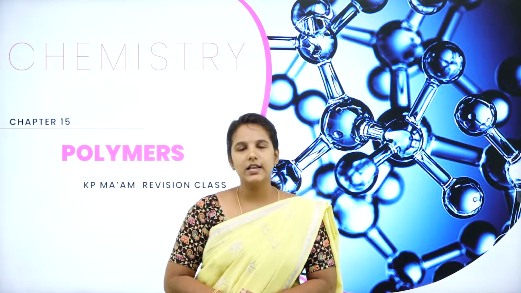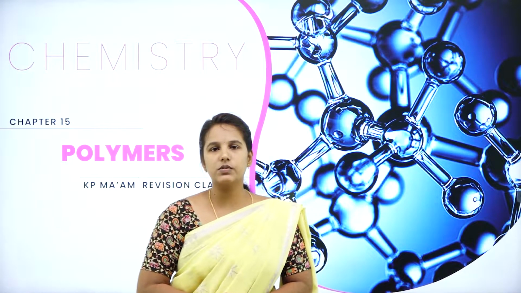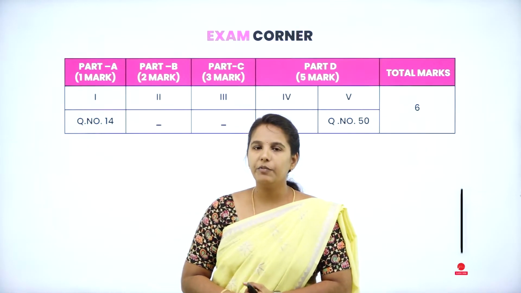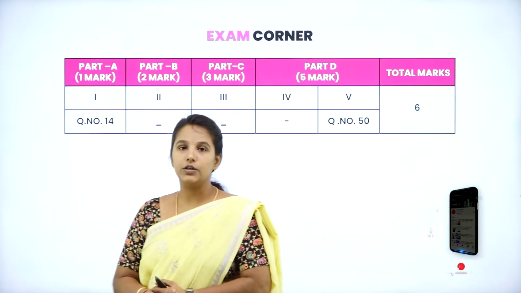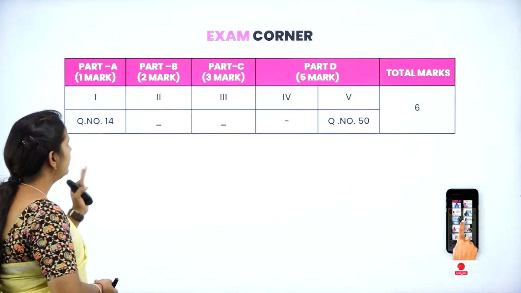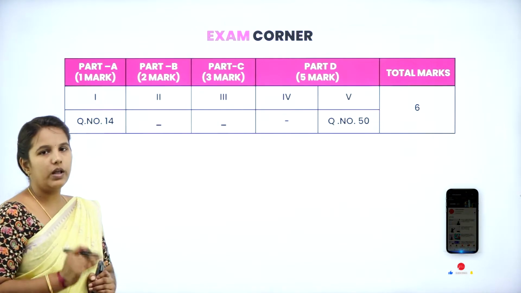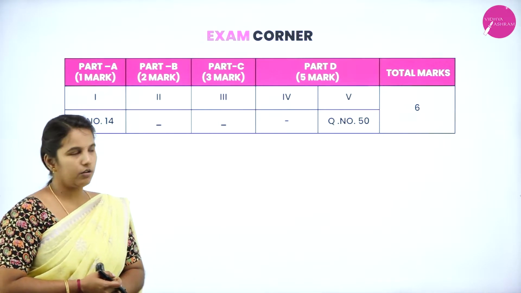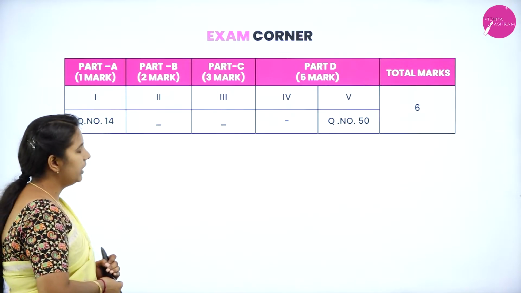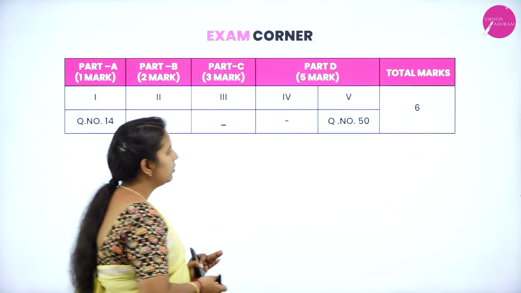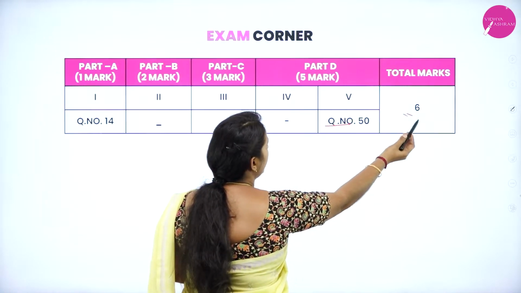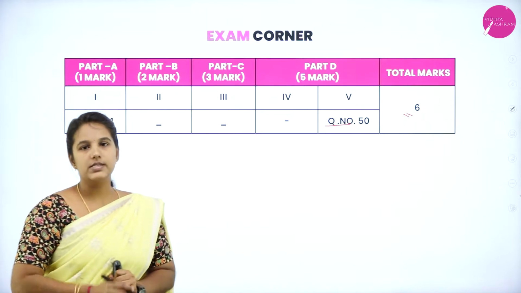My dear students, in this session, we are going to discuss Unit 15, Polymers revision. Before going to the important question discussion, we'll see the weightage of this unit. From this unit, we can expect one 1 mark question and one 5 mark question, and the total weightage will be 6. Question number 14 from Part A and question number 50 from Part D will come from this unit, and the total weightage will be 6.